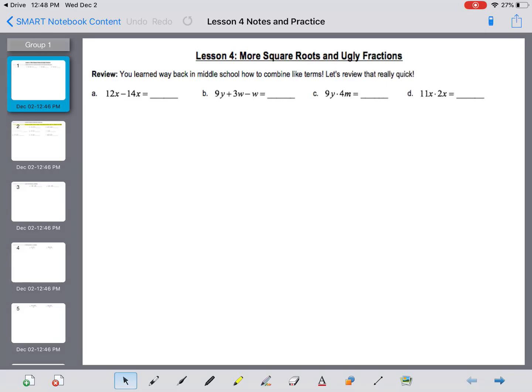So we take a look at this lesson. We're going to do a bit of review, but we're going to take a look more at square root functions, what we call ugly fractions. We'll get to what that means here in a second. But if we review, we learned way back in middle school how to combine like terms. So let's review that really quick.